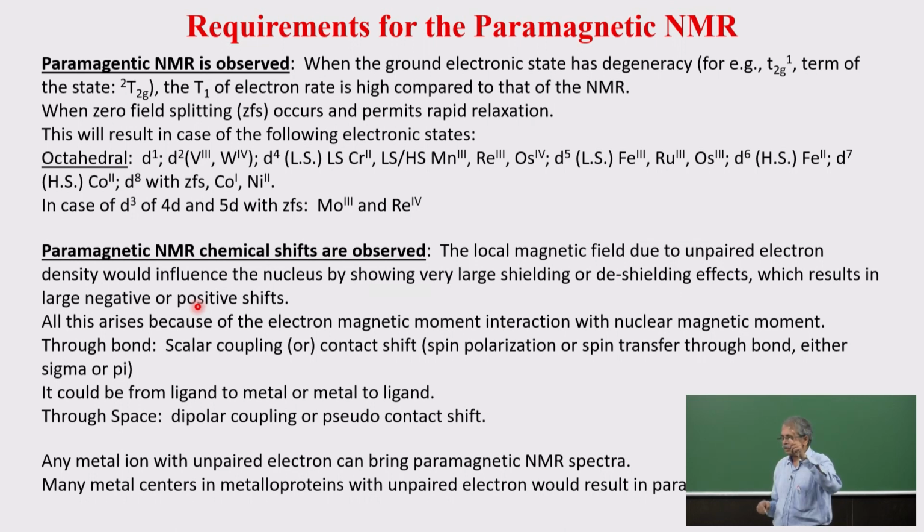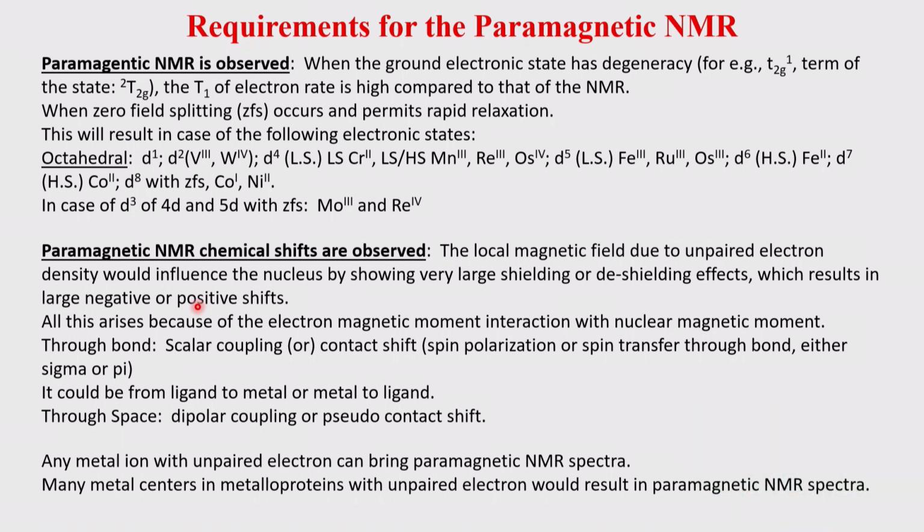That means who is causing it? It is the electron's paramagnetic vector, its magnetic moment, influencing the magnetic moment of the nucleus. So all of this arises because the electron magnetic moment interacts with the nuclear magnetic moment through bond, scalar coupling, and spin polarization and spin transfer through bond, either sigma or pi.